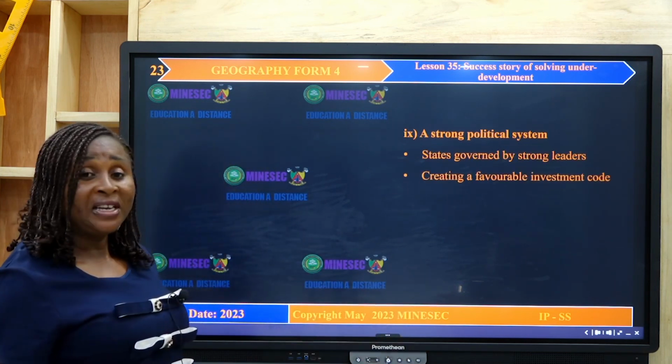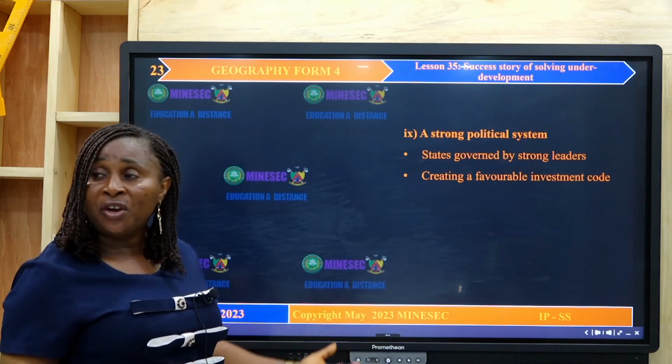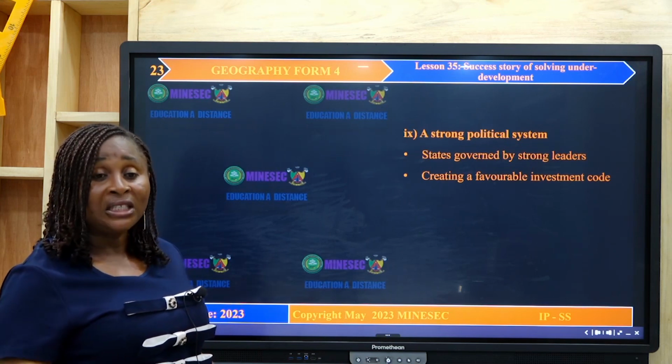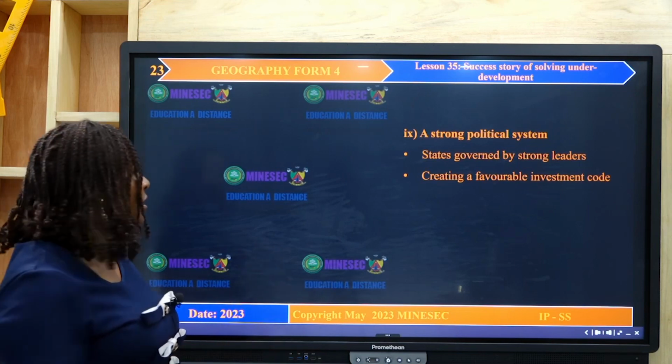Creating a favorable investment code, reduce taxes, create free trade zones. When that is done, the economy is booming. There's development.